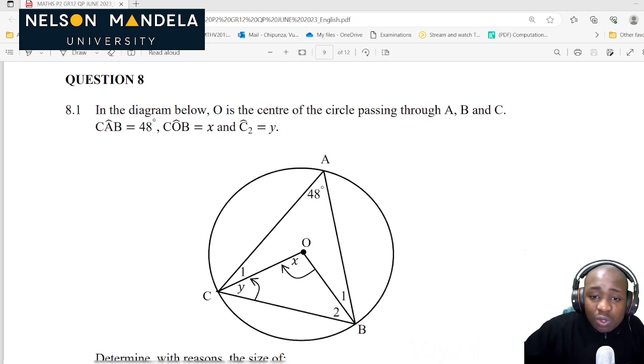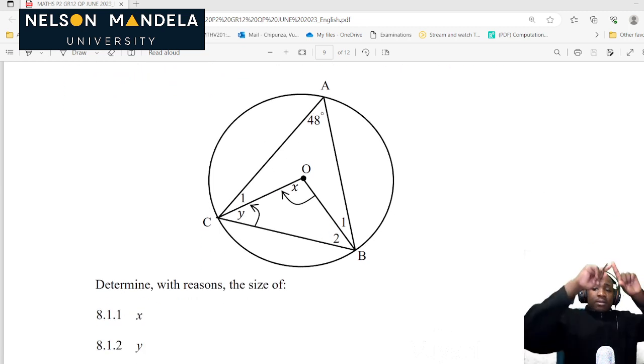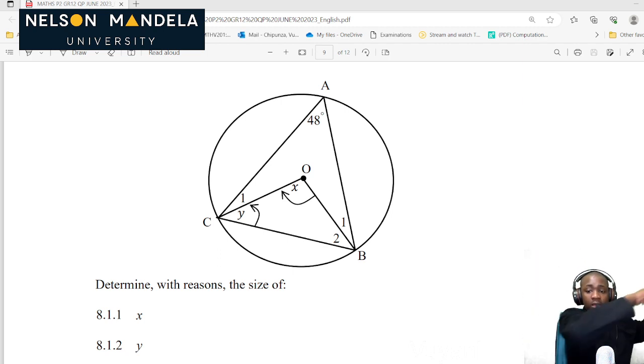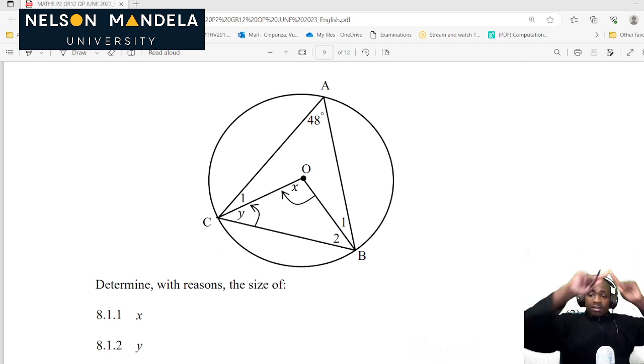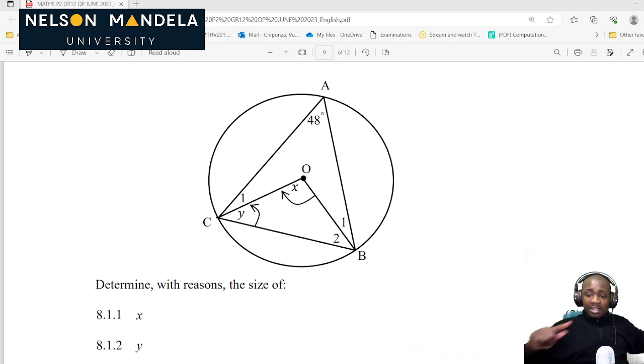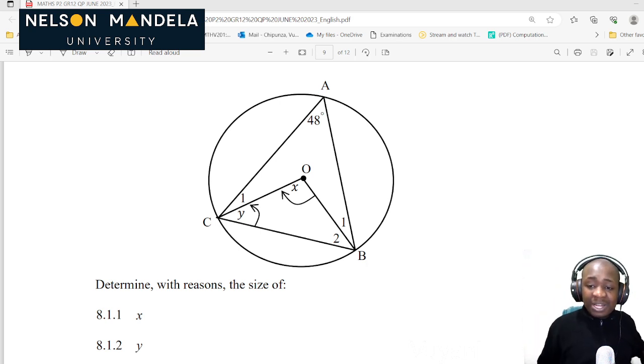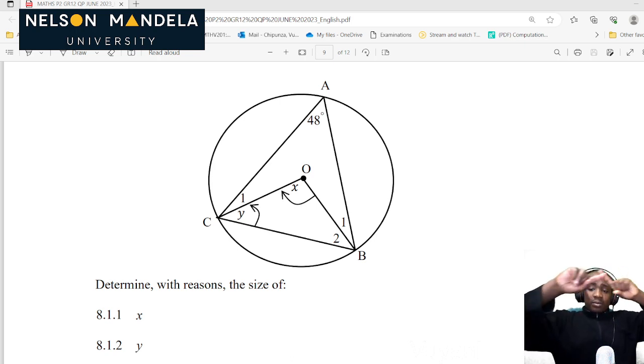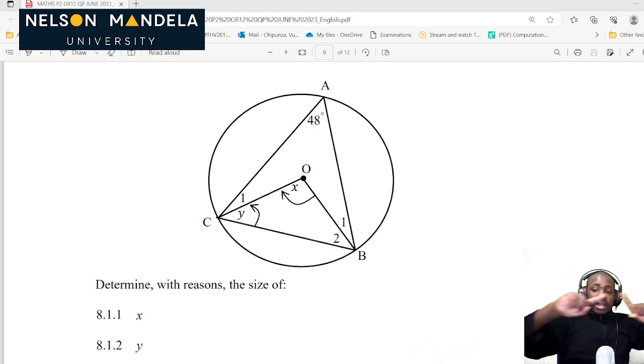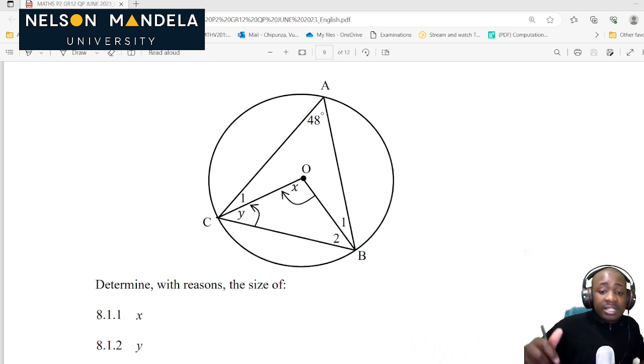Okay, great. So you can say that the angle at the center is twice the angle at the circumference. In Euclidean geometry, we believe in reasoning. Why are you saying this angle is equal to this angle? Why are you saying this is equal to this angle? So let's look at it: angle at the center twice the angle at the circumference. Okay, so now let's work on that.